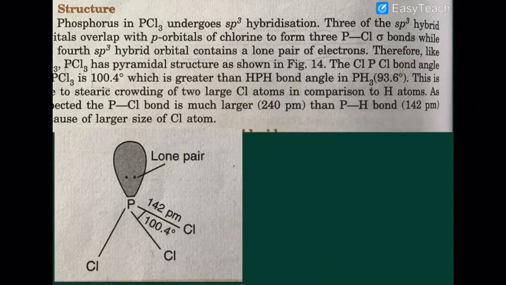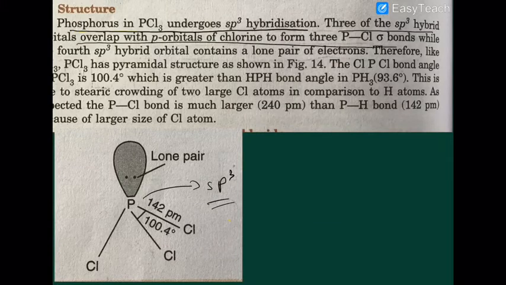Now look at the structure of PCl3. In PCl3, the phosphorus is sp3 hybridized, and three of the sp3 orbitals overlap with the p orbital of chlorine to give P-Cl sigma bonds, and the fourth contains a lone pair of electrons. It has a bond angle of 104.4 degrees.